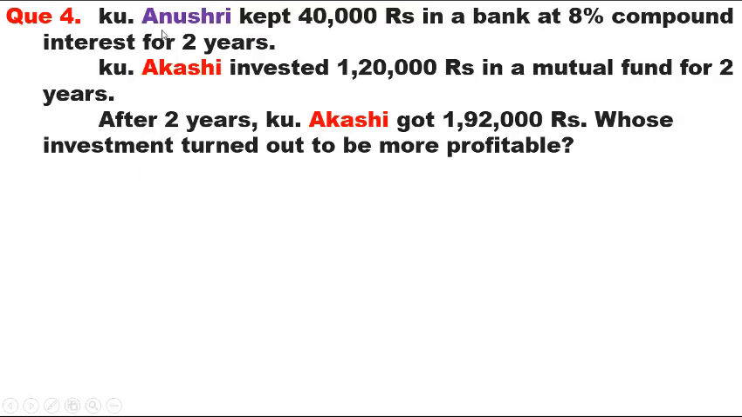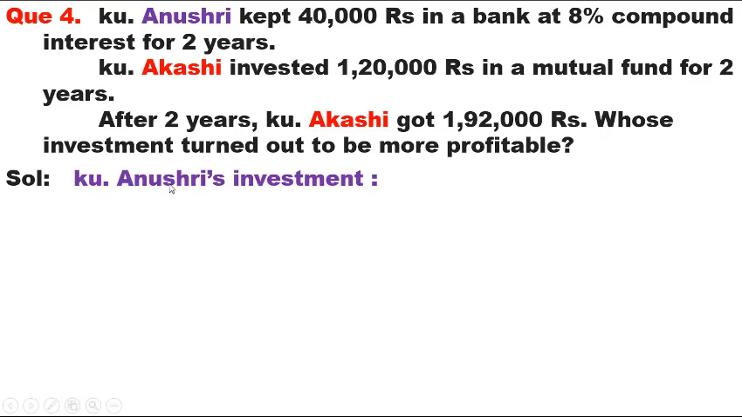Question 4th. Kumari Anushri kept 40,000 rupees in a bank at 8% compound interest for 2 years. Kumari Akashi invested 1,20,000 rupees in a mutual fund for 2 years. After 2 years, Kumari Akashi got 1,92,000 rupees. Whose investment turned out to be more profitable?